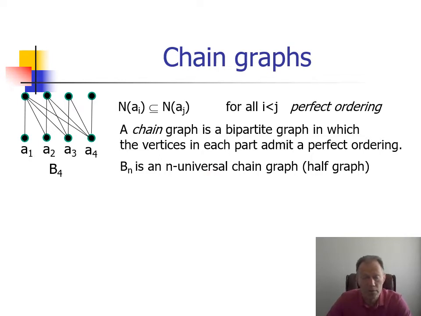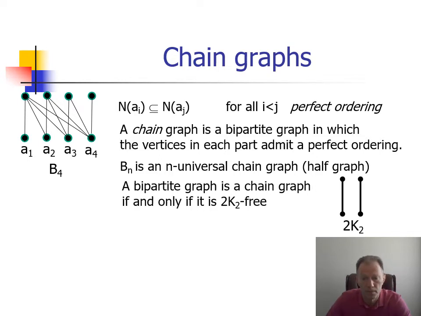Chain graphs form a hereditary class, which means that this class is closed under taking induced subgraphs, and therefore they admit a characterization in terms of minimal forbidden induced subgraphs. In this terminology, the class of chain graphs can be characterized as a subclass of bipartite graphs containing no 2K2 as an induced subgraph. A 2K2 is the graph represented here.